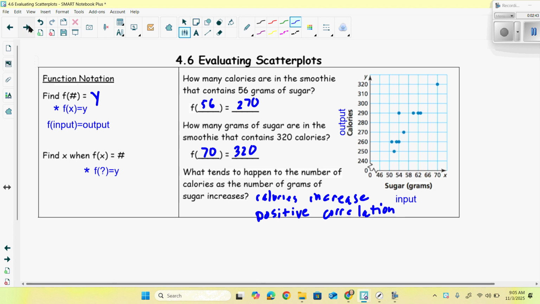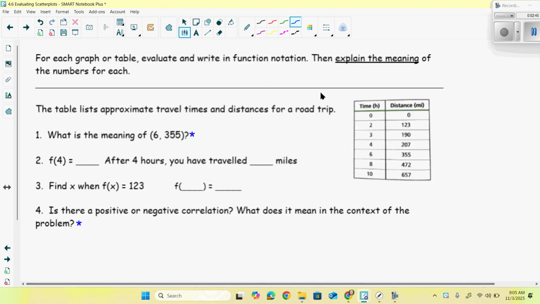All right, so let's look at some examples to try to look at how we get inputs and find the output, or outputs find the input. This is related to some function notation that we just showed. For each graph or table, evaluate and write the function notation, then explain the meaning of the numbers for each.